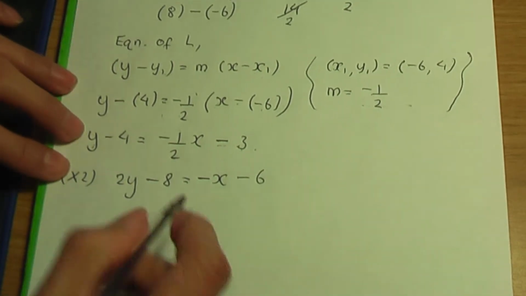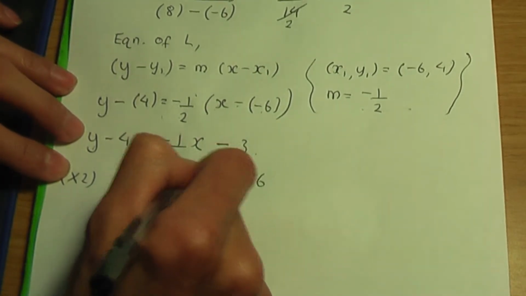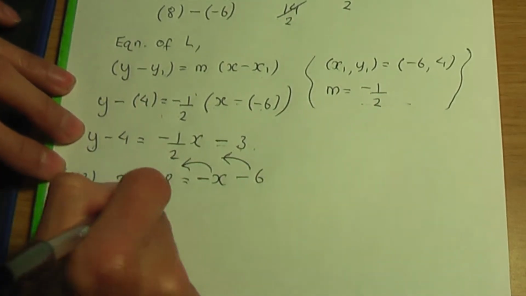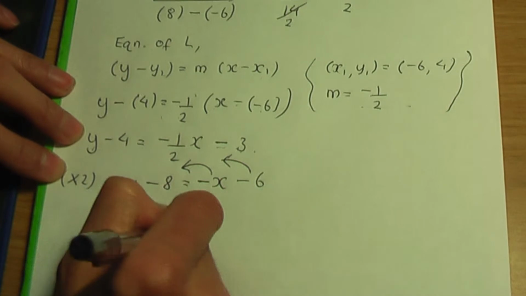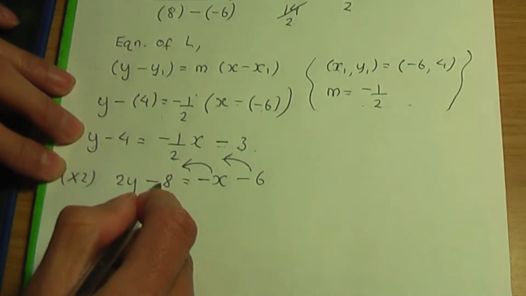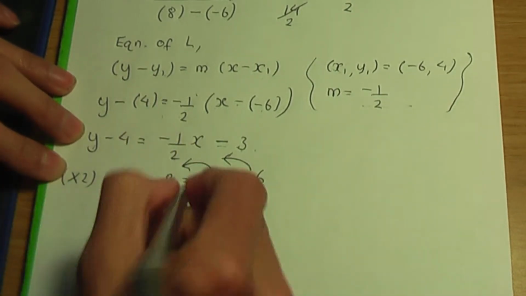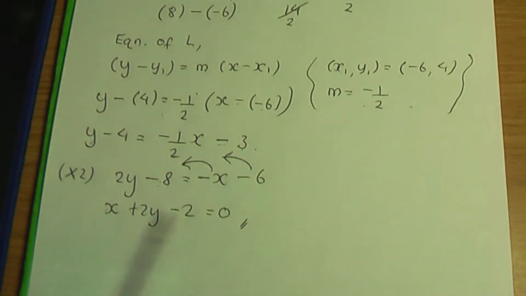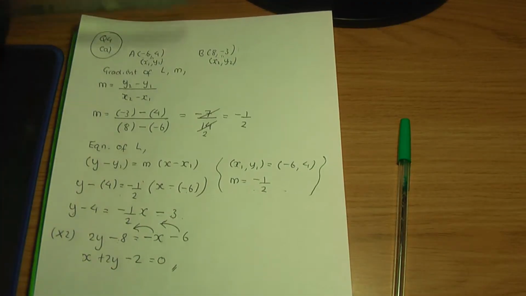And if I rearrange, if I take the minus x and the minus 6 to the left hand side, we're going to end up with x plus 2y minus 8 plus the 6 is minus 2, that is equal to 0. So that is the form that they want it in. That's the solution to part A. Let's go back to the screenshot.